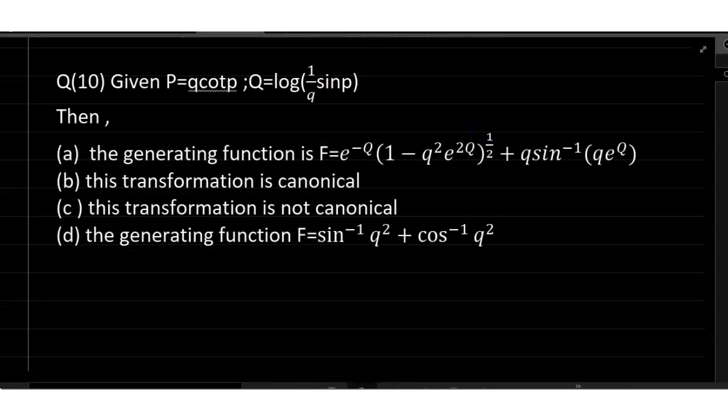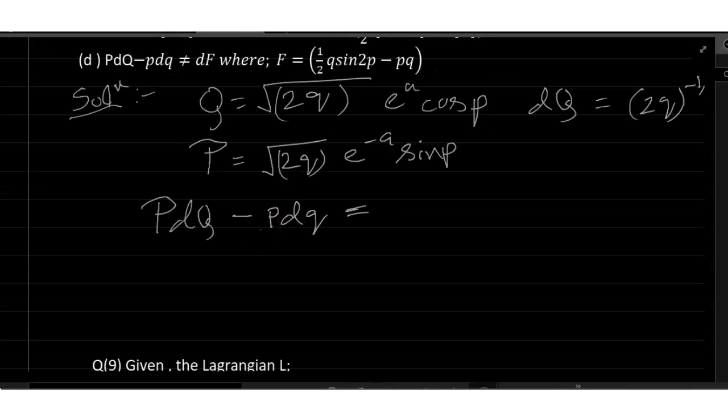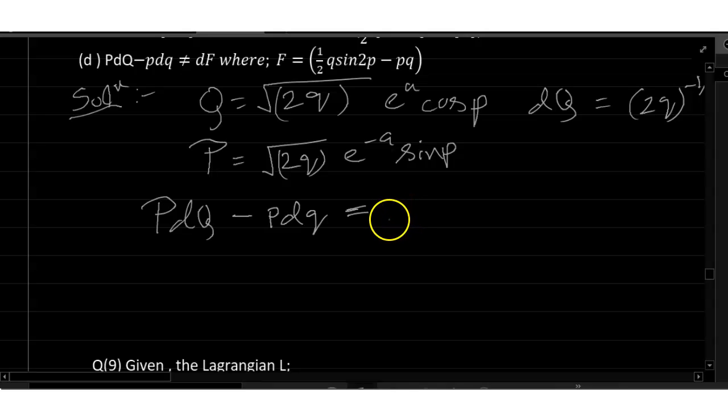Now the question: P dQ − p dq equals dF, and this is zero in canonical form. I have to find this out.